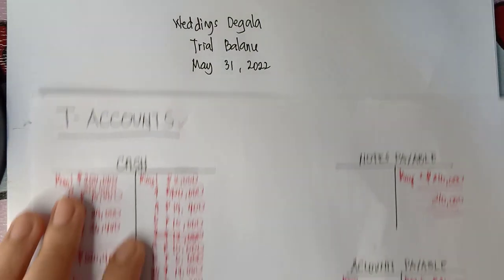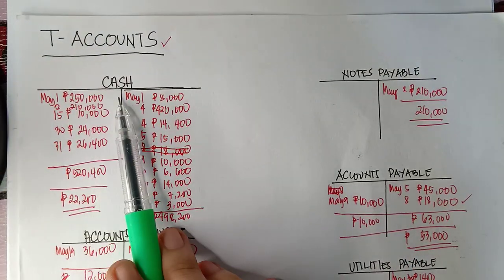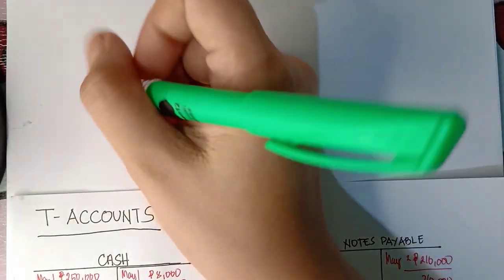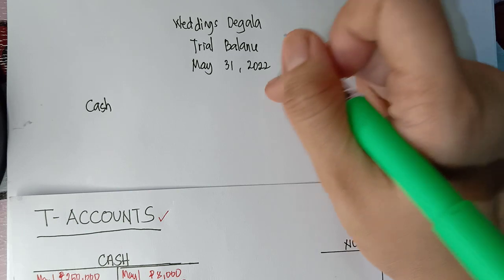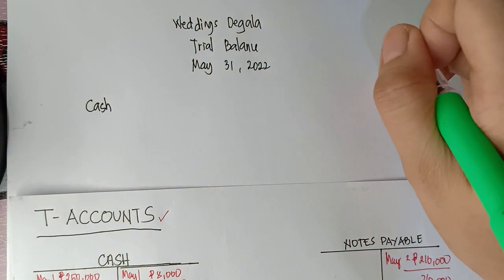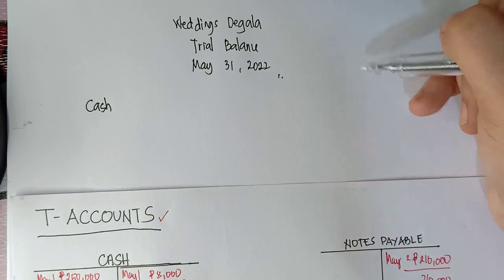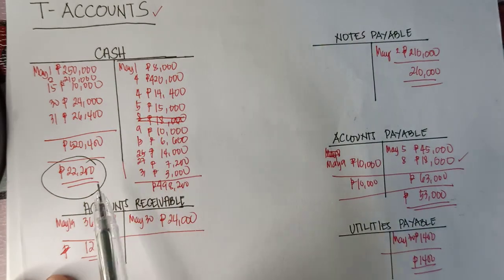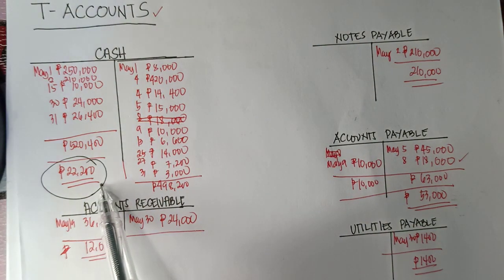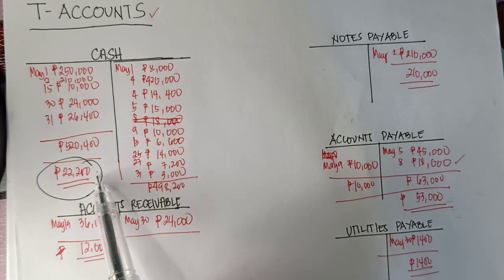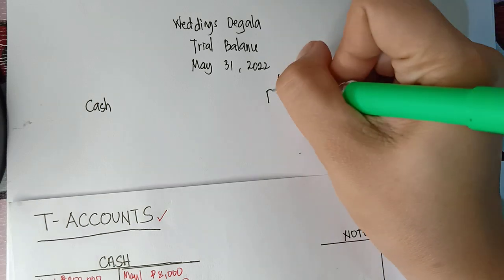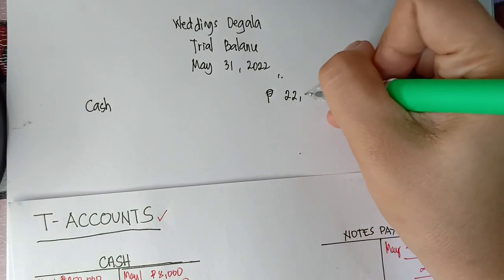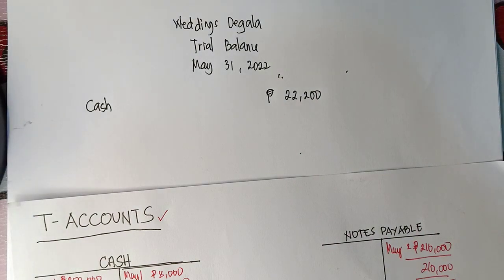Okay, next, in our T accounts, what is the first account title? Cash. So we have to put cash here. Then we have the debit and the credit side. Okay, so cash, how much is the total? 22,200. And where is the cash located? On the debit side. So let's put cash for 22,200 on the debit side.